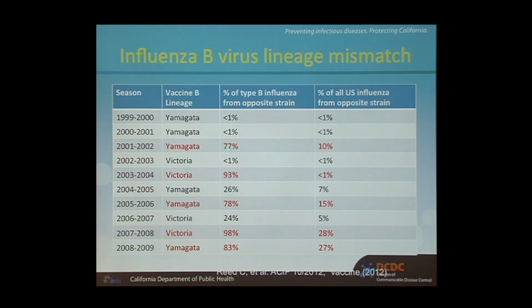So if you look at this, in 2001 and 2, 77% of the influenza Bs identified in circulation were not what was in the vaccine. 03, 04, 93%. In 05, 06, 78%. So we're not great at guessing the Bs, and so the quadrivalent vaccine hopefully will address that by having both Bs in it. Again, it's in limited availability now. It's more expensive, so we have to wait and see if there's going to be an actual public health benefit in the long run when it becomes more widely available.